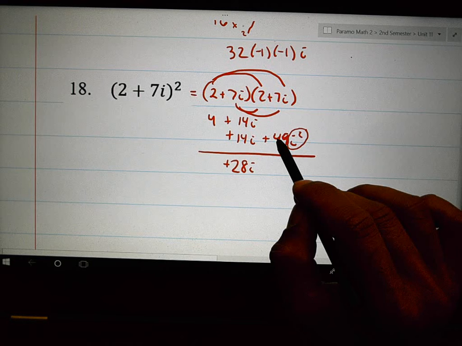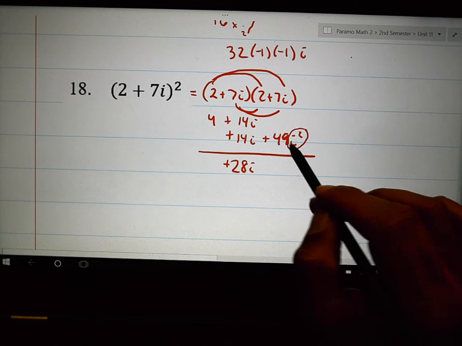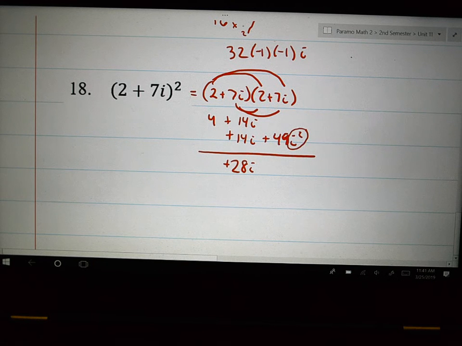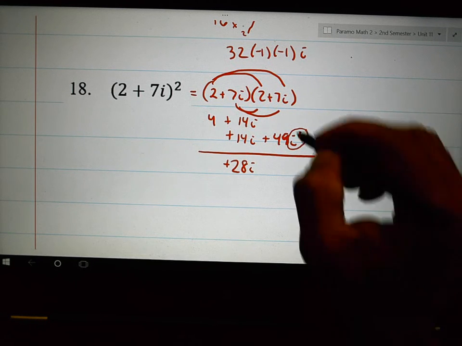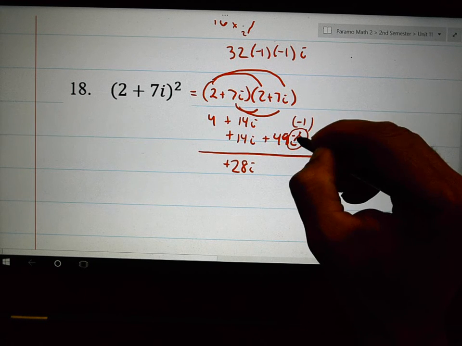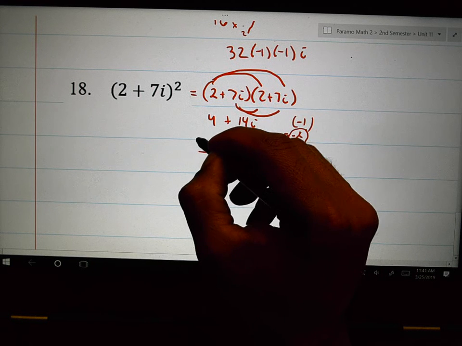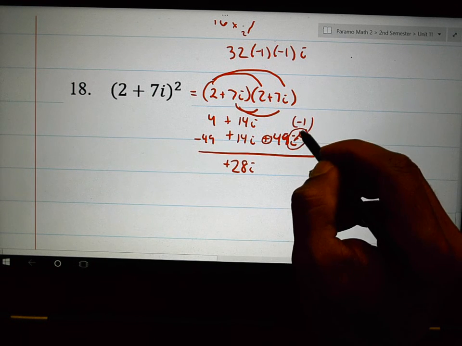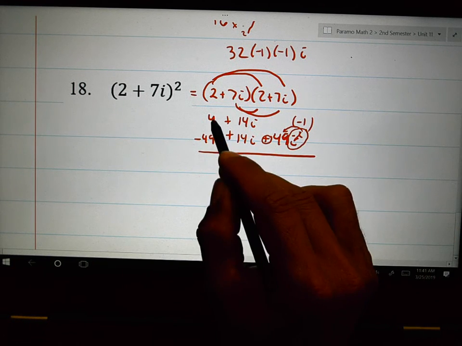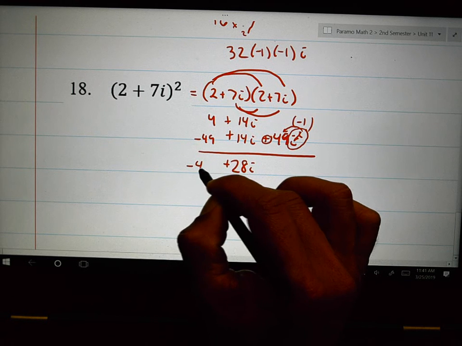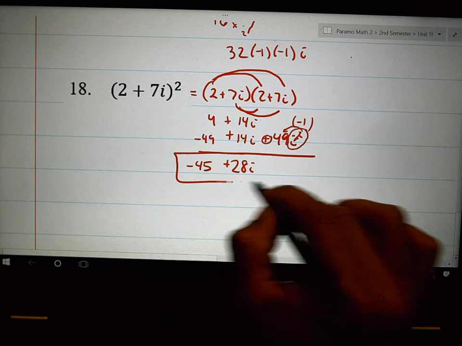And that means 49 is going to change signs. It's going to go from a positive to a negative. That's fine. So what I do with these i squareds is usually I will change this thing to something negative right below it. Like it just changes that sign. And now 4 minus 49, I think that's negative 45. And we can't put those together, so that's my final answer.